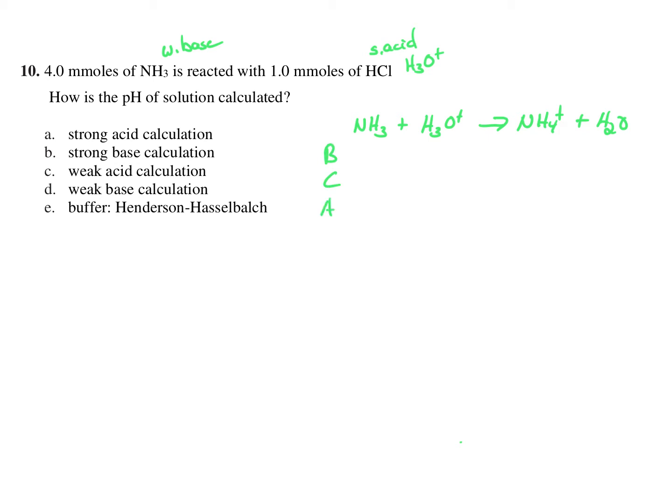Looking at the initial quantities of ammonia, our weak base, we have 4.0, and we've added 1.0 millimoles of our hydronium ion. So that's essentially the limiting reagent. It runs out, but in the process consumes a millimole of ammonia, and we've produced 1 millimole of our conjugate acid. So in solution, we have some amount of a weak base, and we have its conjugate acid, i.e. a buffer.